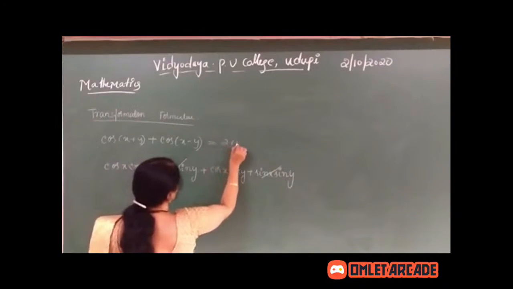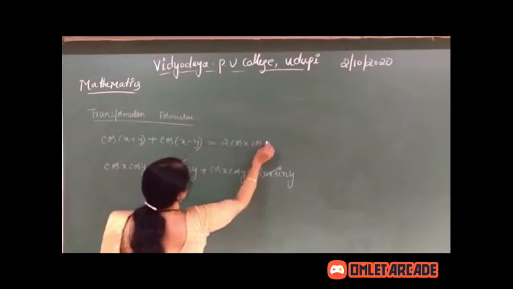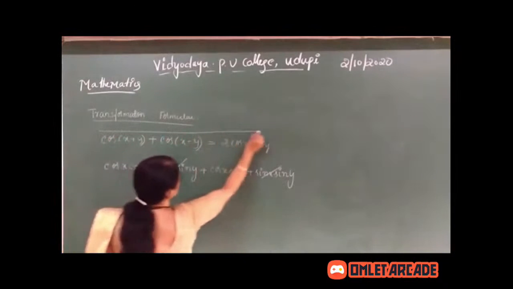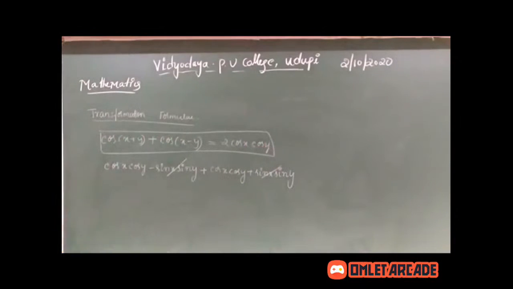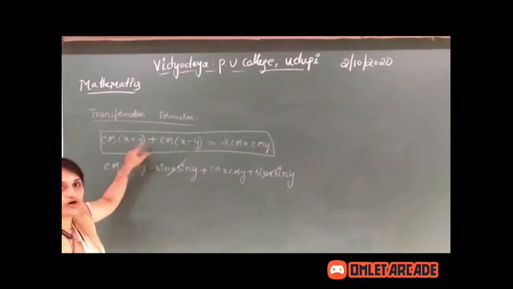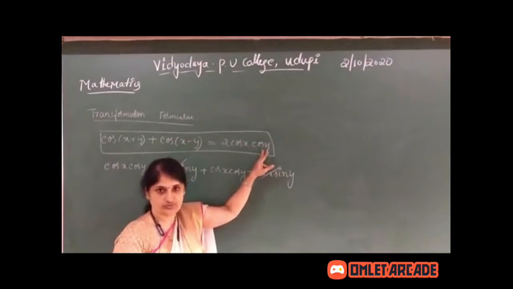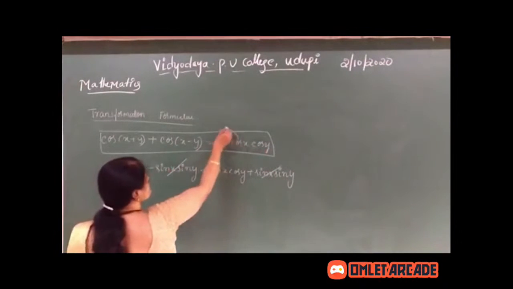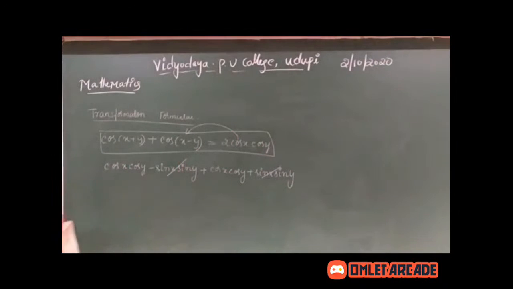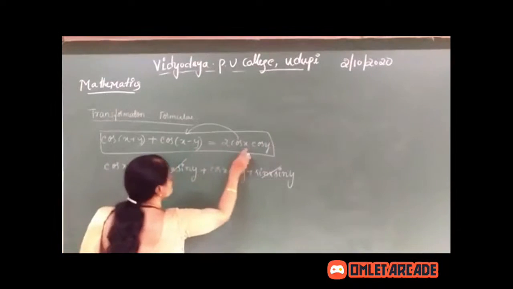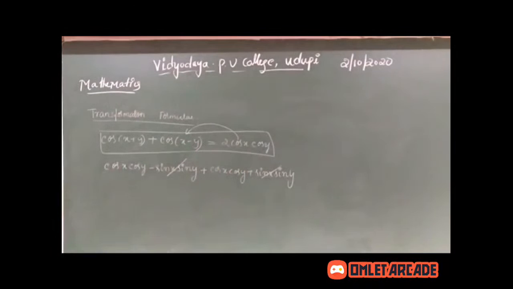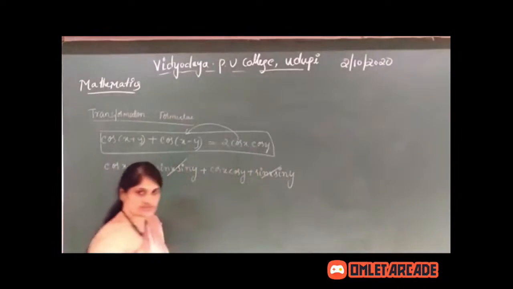So this identity is very important. It is 2 cos x cos y. Clear? That is, the sum of these two is expressed as a product of cos x cos y. On the other hand, if 2 cos x cos y is given, you can write it in the other form: 2 cos x cos y is cos of x plus y plus cos of x minus y. So remember, when you add these two cos, you get the answer in terms of cos itself.